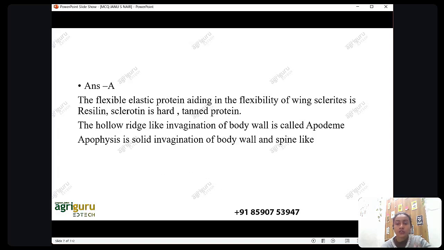Just remember: apodeme is hollow, apophysis is solid. And now coming to the flexible elastic protein, that is resilin. Whereas our wrong option was sclerotin, because sclerotin is a hard and tanned protein which is not flexible.